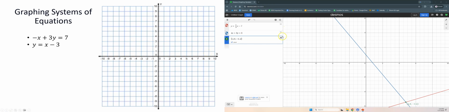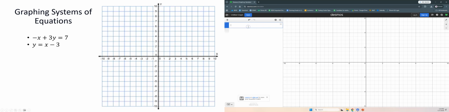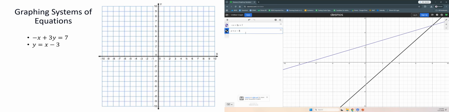I'm going to delete all these. So the first one, we have negative x plus 3y equals 7. And then y equals x minus 3. Looks like it crosses up here at 8, 5. So my answer would be 8, 5 on my assignment. Right there. So technology makes it a lot more simple for us.